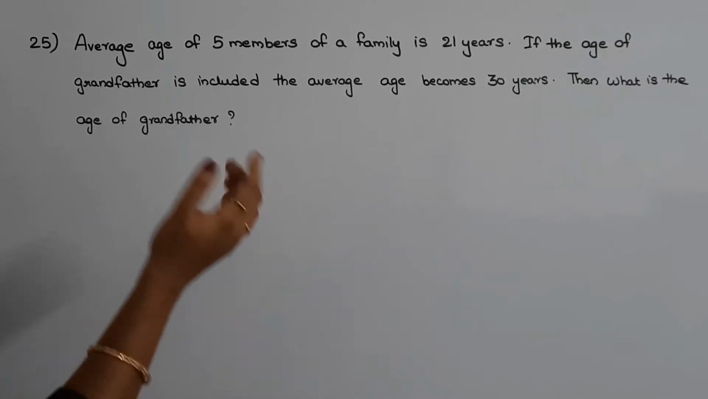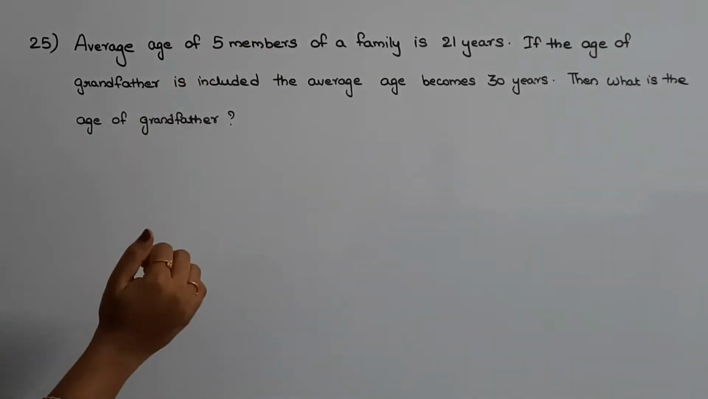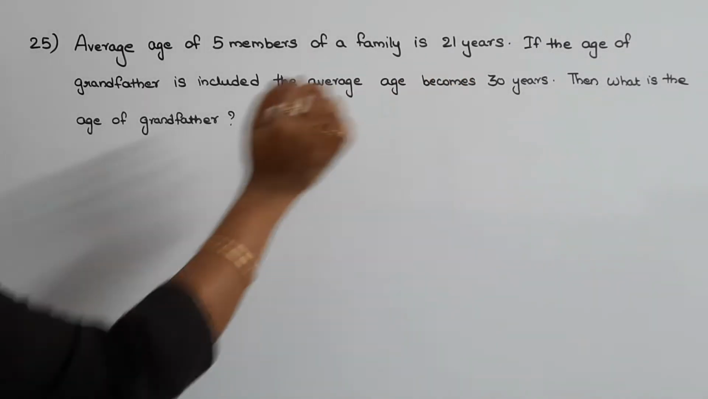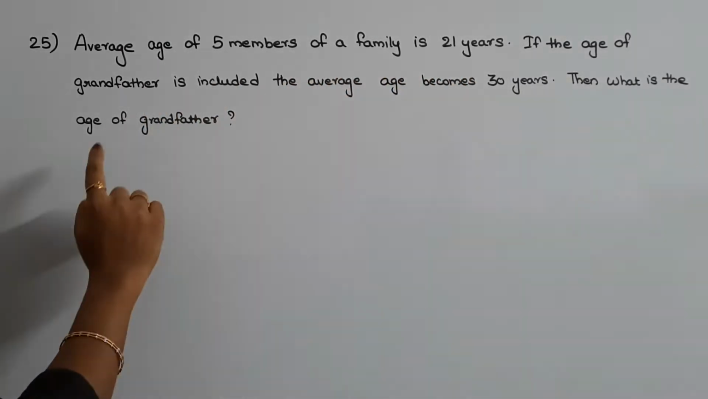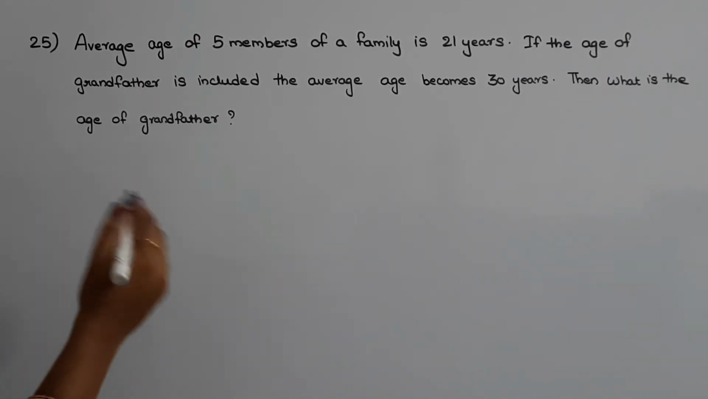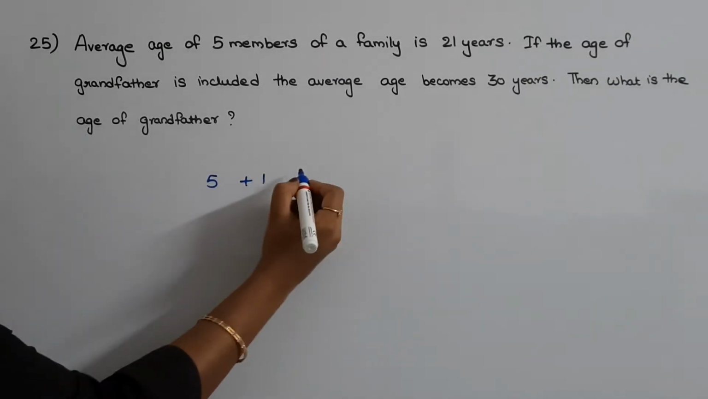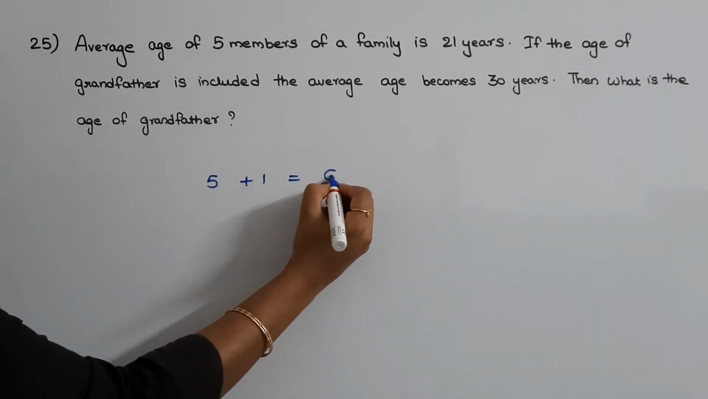Then they are telling that if the age of a grandfather is also included to these 5 members, then the average age becomes 30 years. Then we need to find out the age of grandfather. This is similar to that of the previous question. So there are initially 5 members in the family. When grandfather gets added, total number of members will be 6.